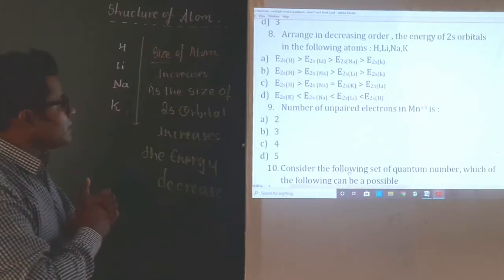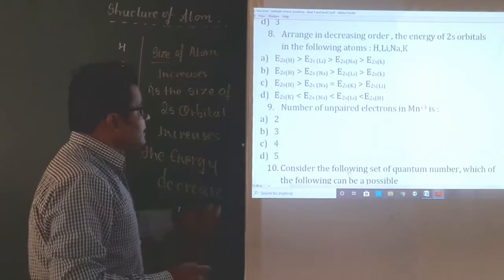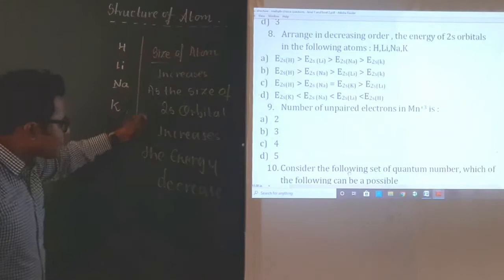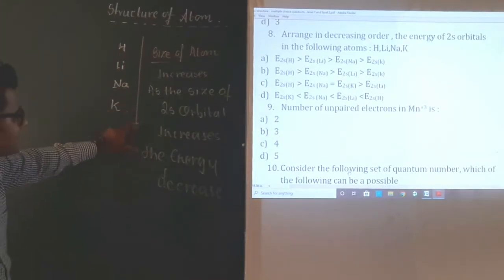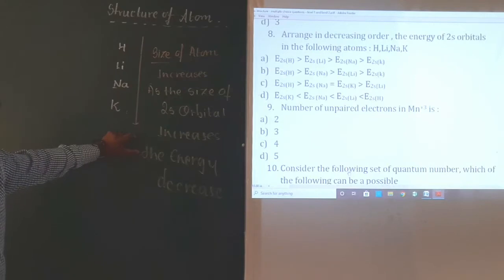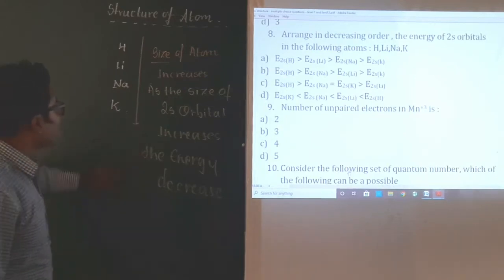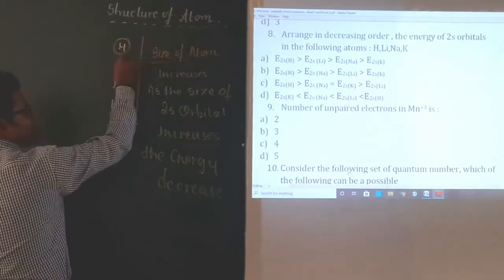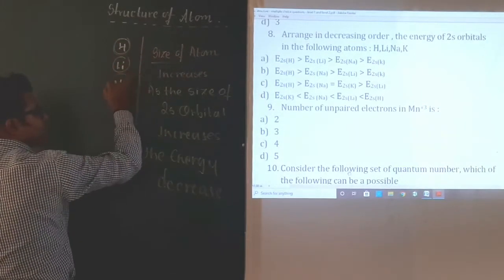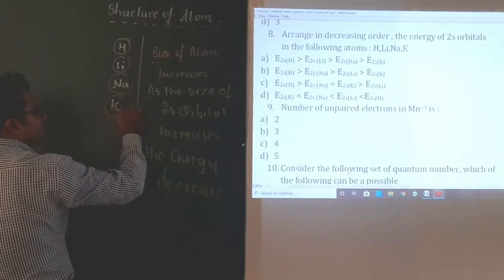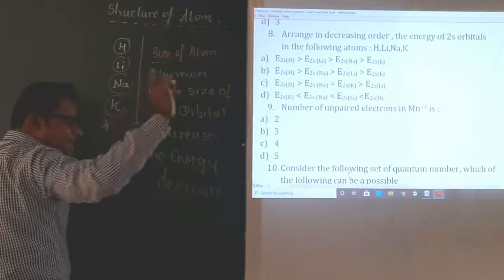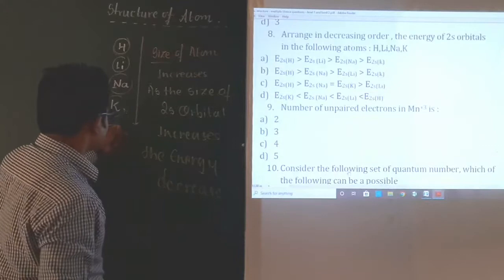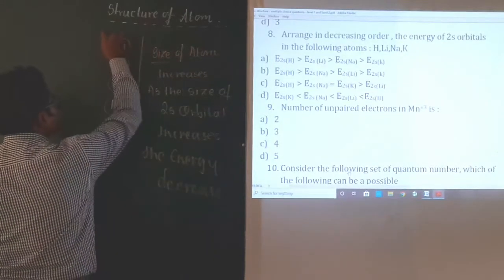Okay, so therefore, what we are going to have is, in this case, if I take this into consideration, then the smallest size should have the greatest energy because it is closer to the nucleus. So therefore, the hydrogen 2s orbital should have the greater energy, followed by lithium, followed by sodium, followed by potassium. That means potassium is going to have the least amount of energy. The lowest goes to potassium, the highest goes to hydrogen.